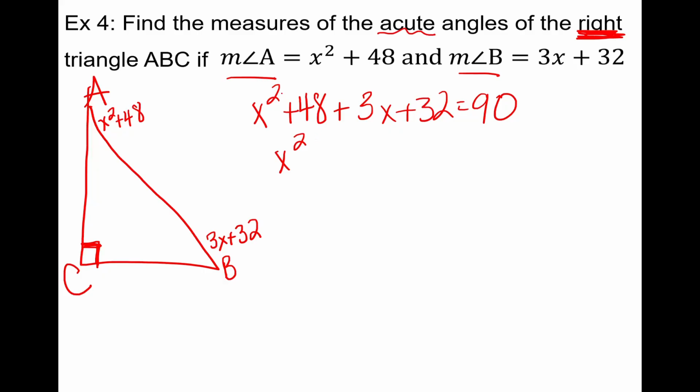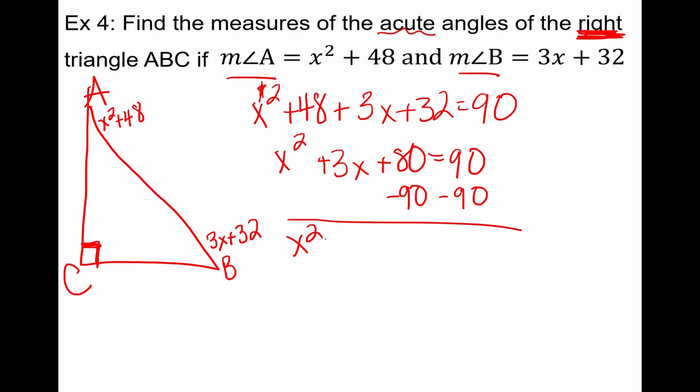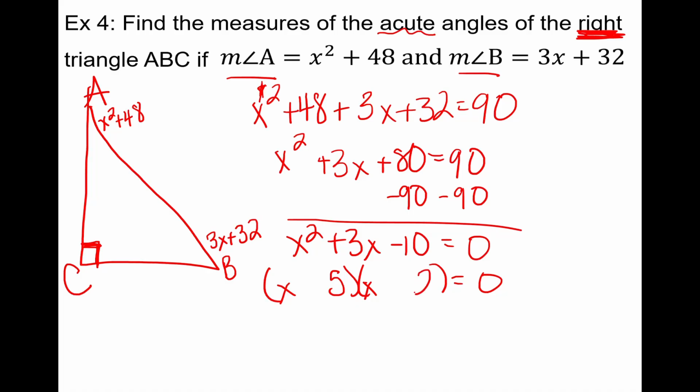Let's get it in standard form because it looks like we're going to have to factor. With that x squared plus 3x, 48 plus 32 is 80. We need to get one side equal to 0 in order to factor efficiently. 80 minus 90 is a negative 10 equals 0. We now have it in standard form, which means we can set up our parentheses. We need two numbers that multiply to a negative 10. So we have 10 and 1 or 5 and 2. I would assume you're going to need 5 and 2.